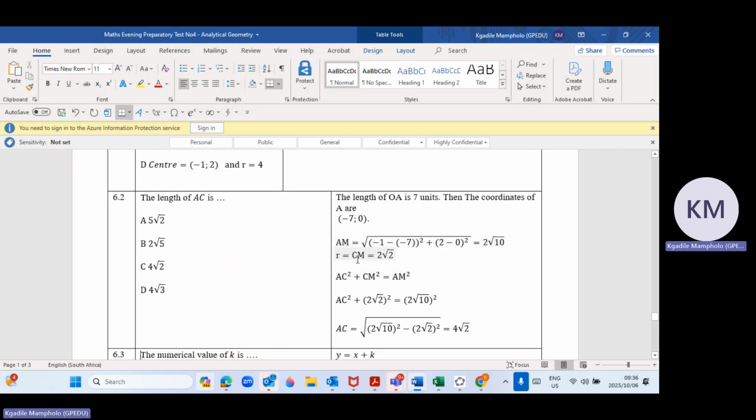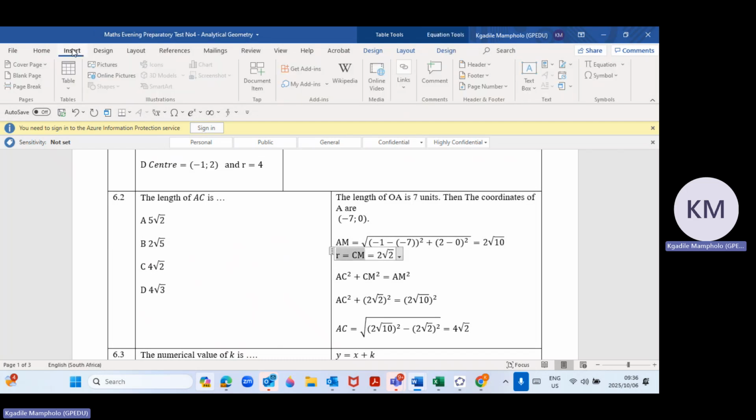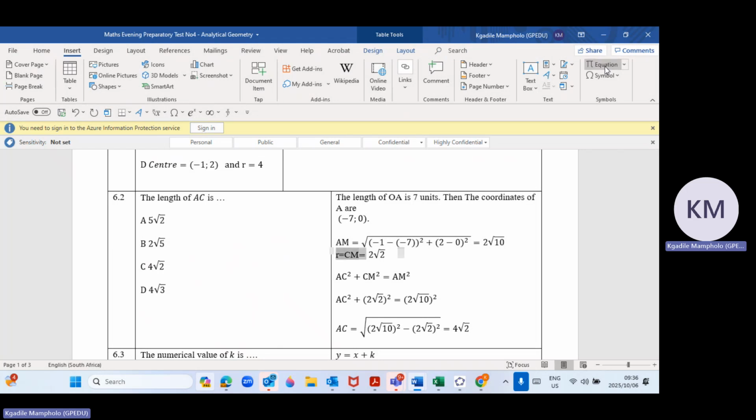The radius we know, we calculated it. Then the radius we calculated it as 2 root 2 or √8. We calculated it by completing the square.